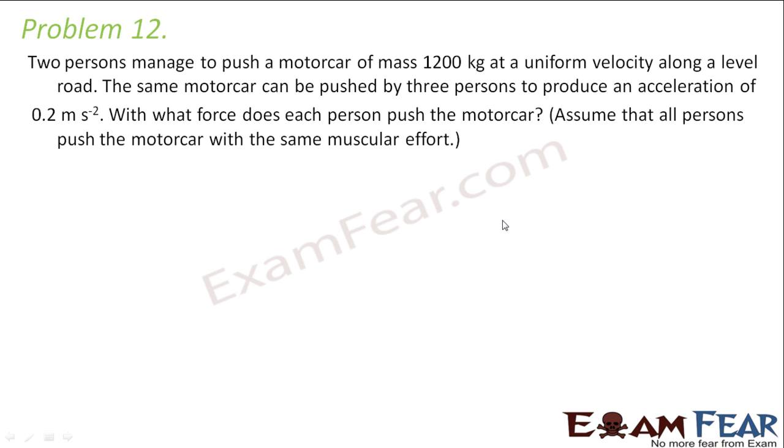The problem says two persons managed to push a motor car of mass 1200 kg at a uniform velocity along a level road. The same motor car can be pushed by 3 persons to produce an acceleration of 0.2 meter per second square. With what force does each person push the motor car? So what's happening here? Let us suppose you have this motor car.